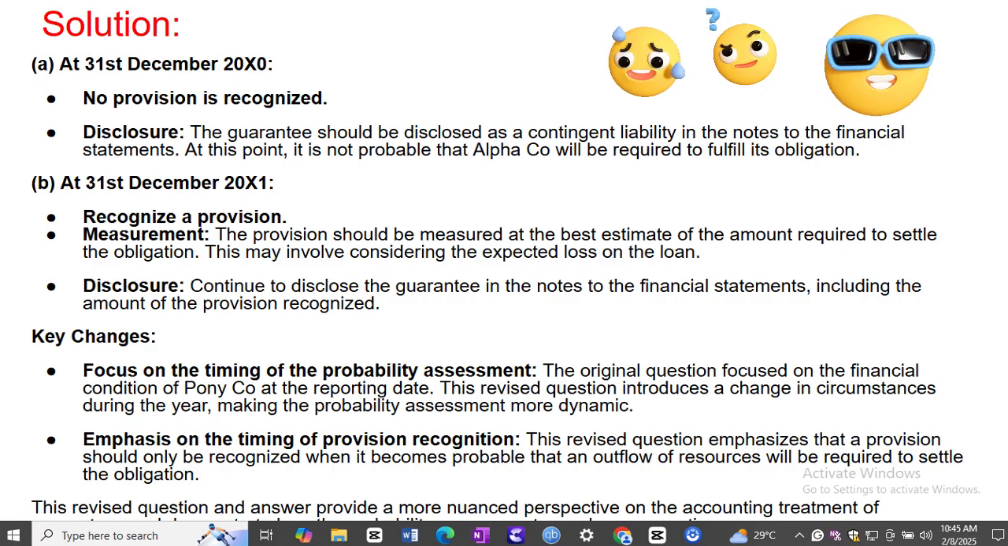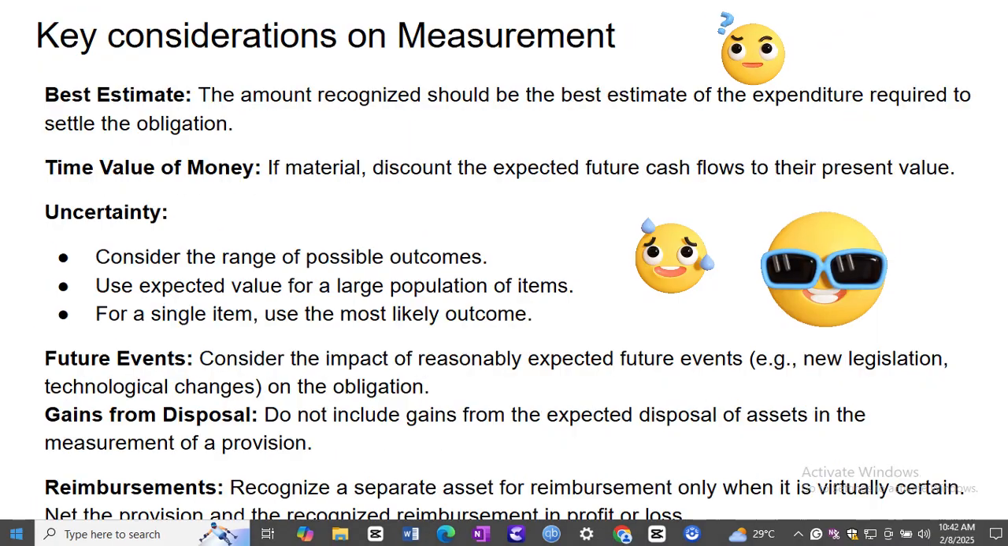Okay, so we figured out whether to recognize a provision. Now, how do we measure it? How do we put a number on that uncertain obligation? Good question. IAS 37 says we need to measure provisions at the best estimate of what it'll cost to settle the obligation.